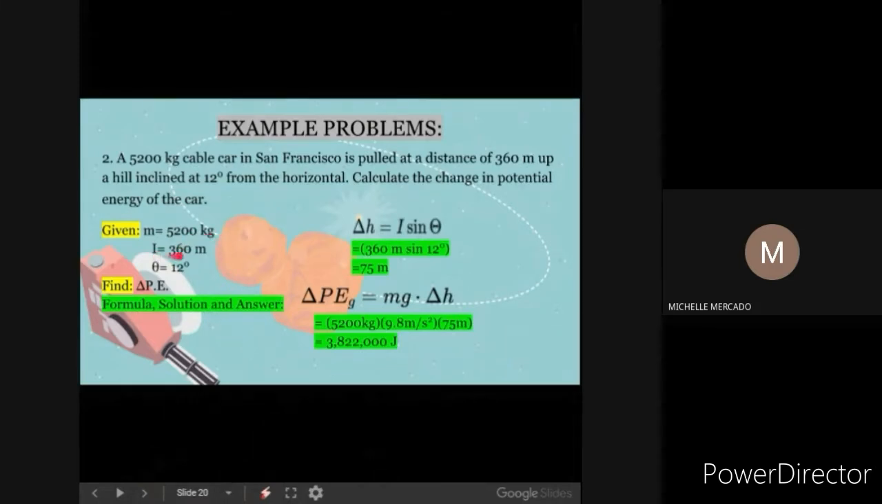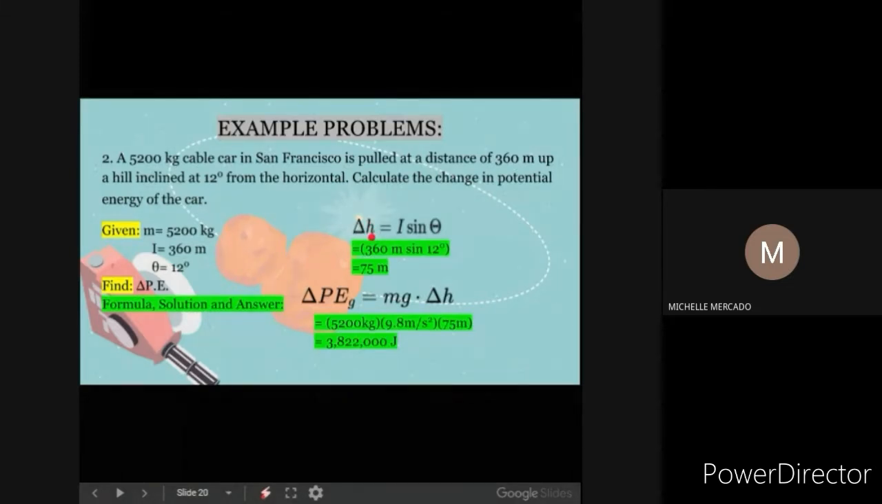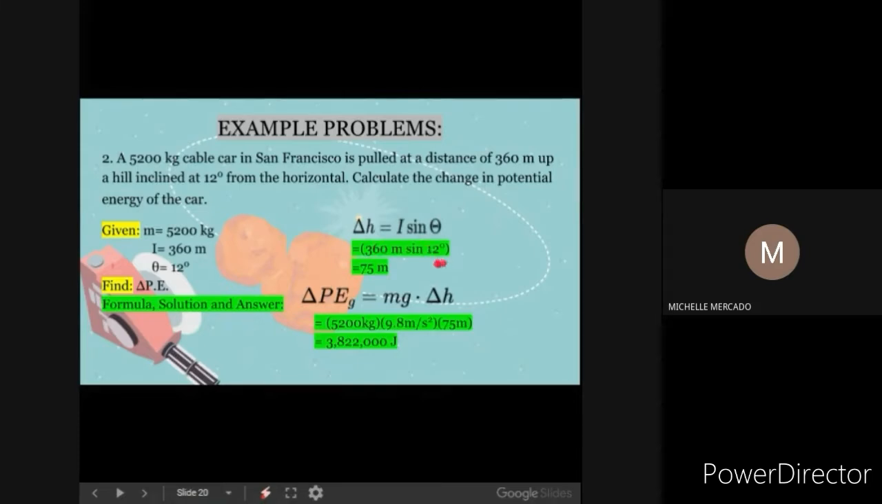The given length po natin is 360 meters. Then, the given angle po natin is 12 degrees. Then, find the change in potential energy. So, first, we're going to find the height in the problem. So, kunin po natin yung given length, which is 360 meters, then sine 12 degrees. So, 360 meters, sine 12 degrees. The answer is 75 meters.